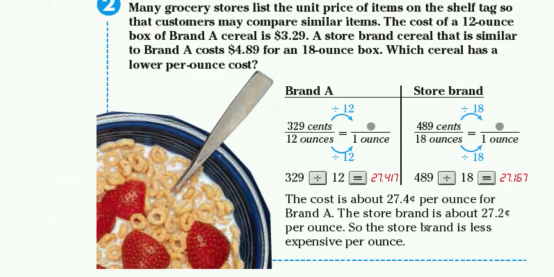So if you notice, the cost is about 27.4 cents per ounce for brand A. For brand B, the store brand, it's 27.2 cents per ounce. So the store brand is less expensive per ounce. You usually see this when you go to Walmart and stores like that.